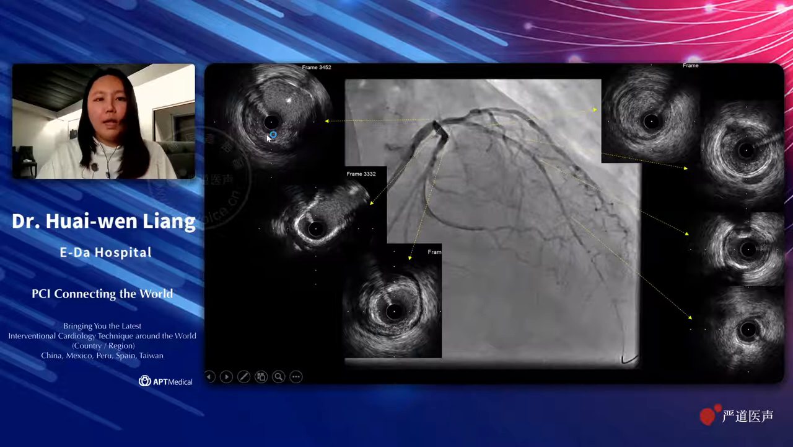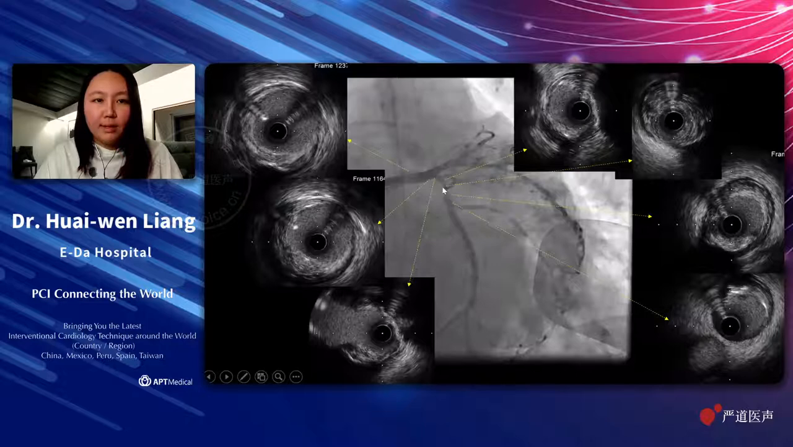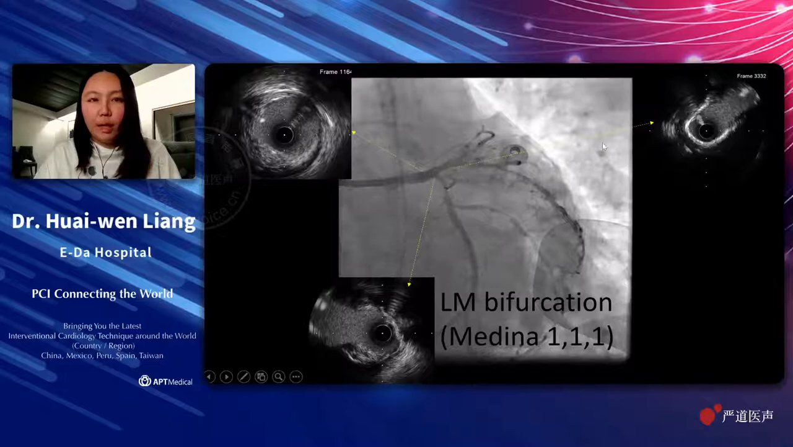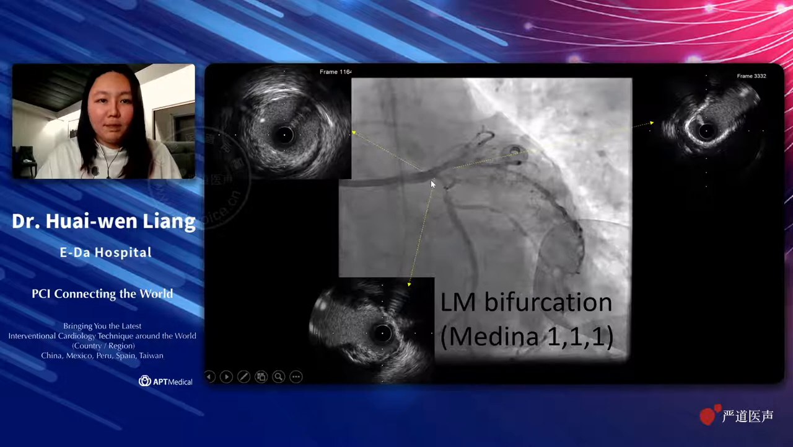And if you check IVUS from the left circumflex artery, if we focus on the proximal circ, we could see a huge plaque burden over the circ ostium, even extending through the carina into the left main. So in this case, we still think this left main bifurcation may be Medina 1,1,1. So if we want to treat this lesion, due to the LAD ostial lesion, the circ ostial lesion, and the distal left main having a little plaque but still extending from the circ ostium, we think we might use a two stent strategy.